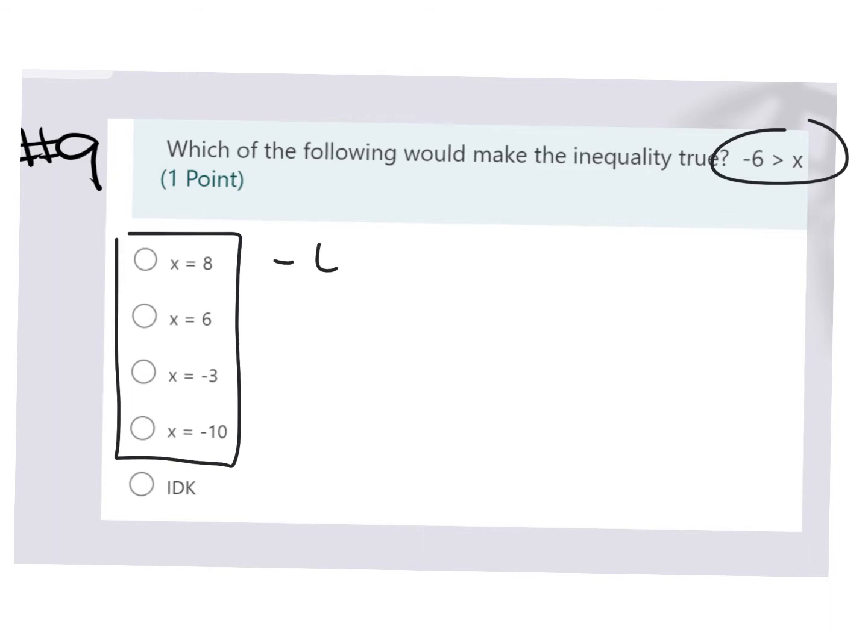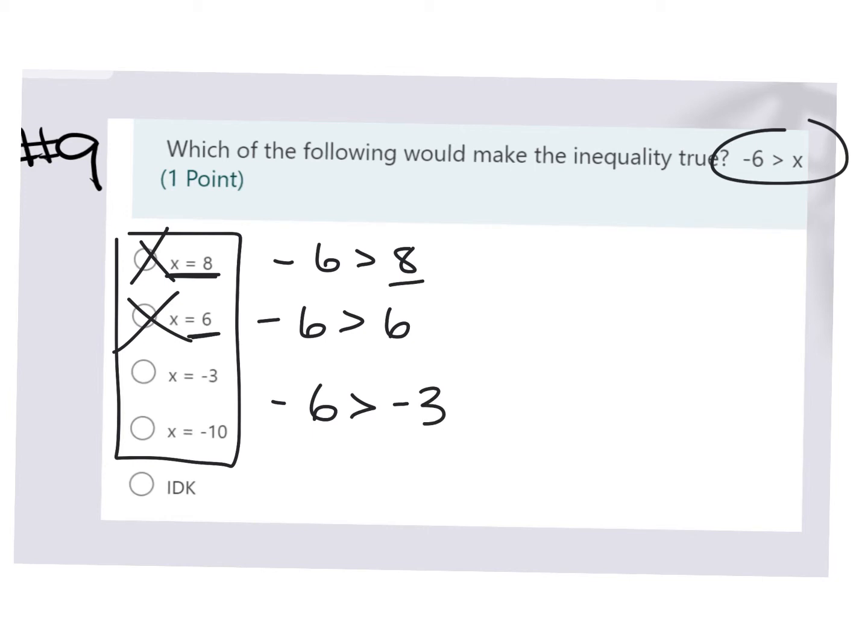So the first one, -6 is greater than 8. Is that true? We're using 8 right here. No, that is not true. The next one, -6, is that greater than +6? Nope, also not true. -6, is that greater than -3? Nope, not true. And then lastly, -6, is that greater than -10? Yes, that is true, right?